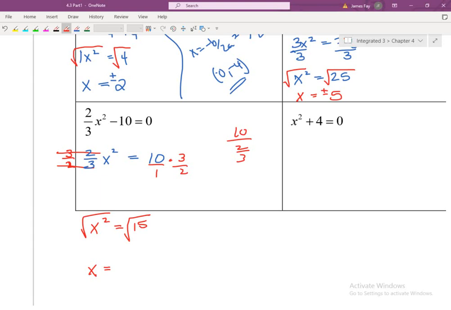So in this case, 15 is not what we call a perfect square. A perfect square is a whole number that when we take the square root of it, we generate a whole number still. So I'm just going to rewrite this as plus or minus radical 15. And if you get your calculator out, then you can actually find that.